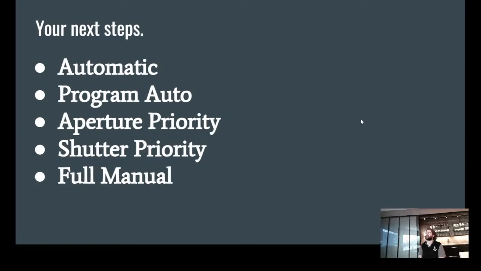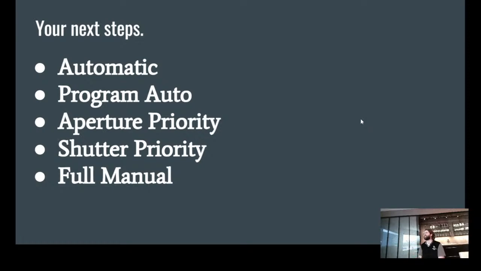Automatic's pretty self-explanatory. The camera drives for you. You either just control the focal length of your lens. You can also control the ISO on automatic, depending if you have auto ISO turned on. But for the most part, the camera's controlling depth of field, it's controlling speed of the shutter, and it's controlling your lighting if you allow it for the ISO.